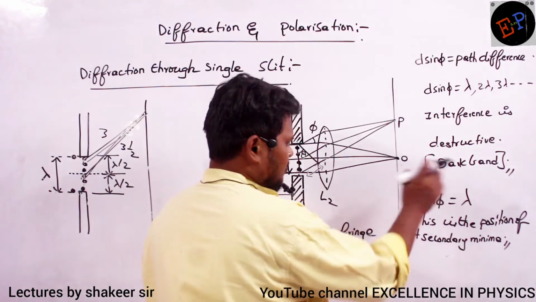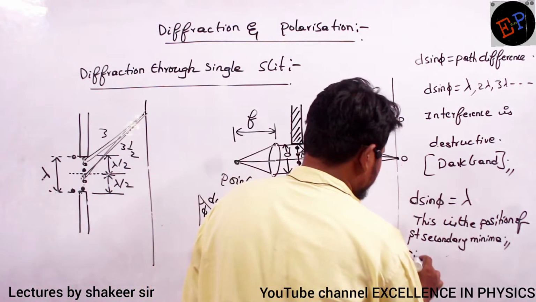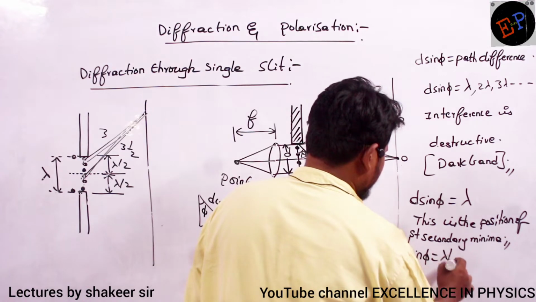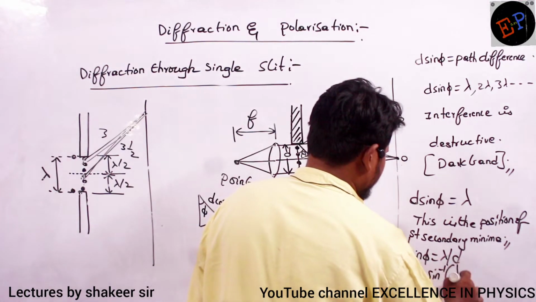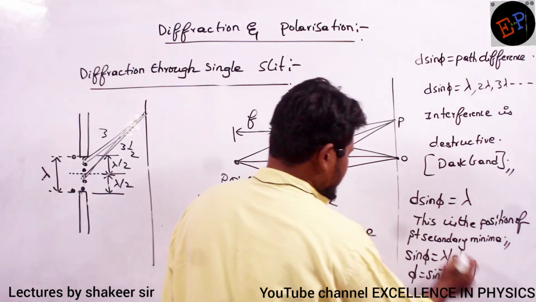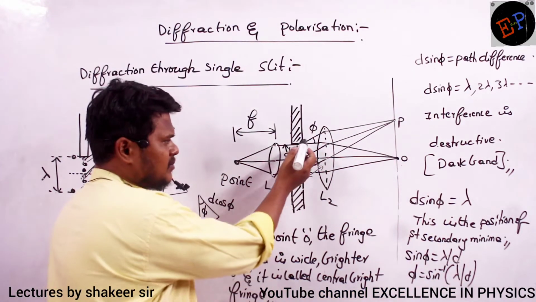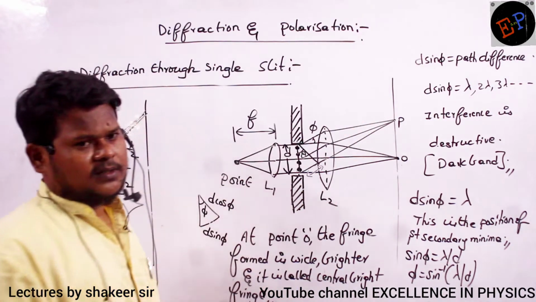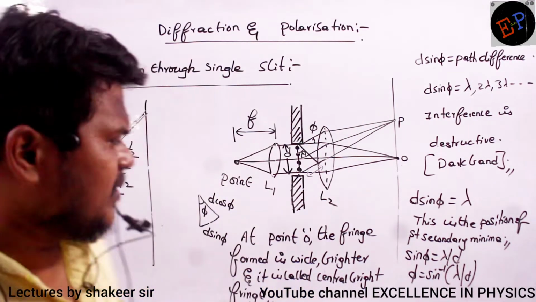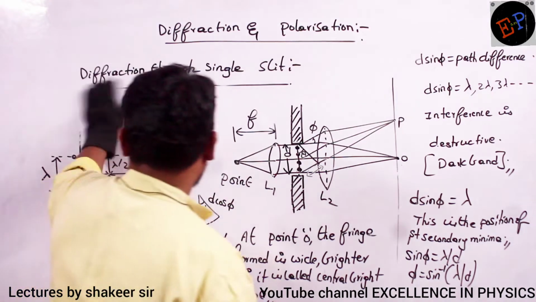So therefore I can calculate the angle also. How can I calculate? Sin phi is equal to lambda by d. So therefore phi is equal to sin inverse of lambda by d. So this is the angle. Angle means this angle. This is the angle where I will get first secondary minima. Okay.